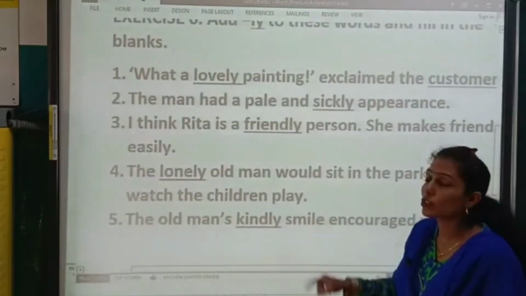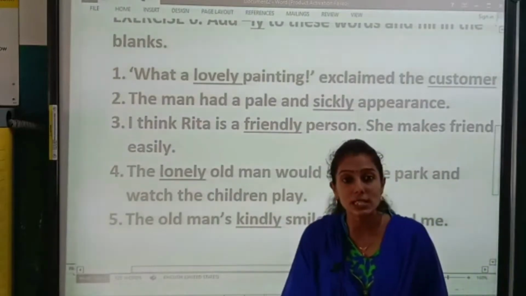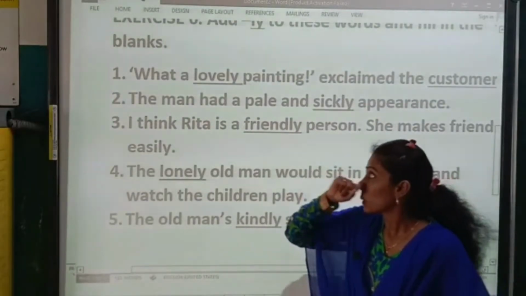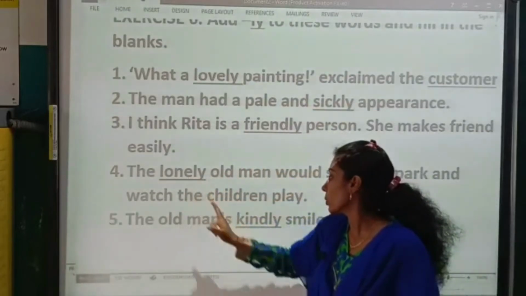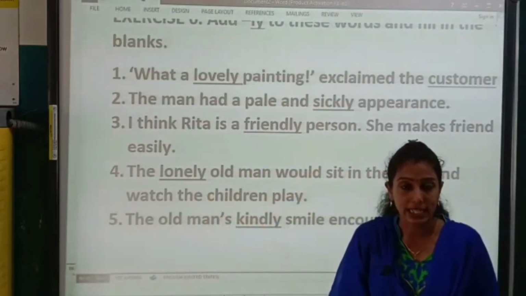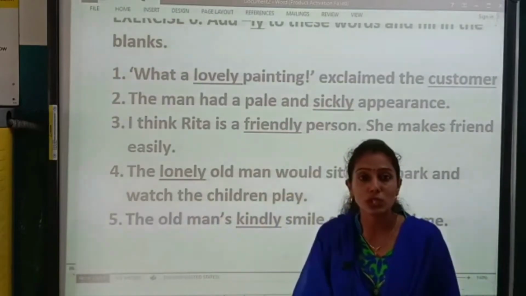So have you all understood, children, these 5 sentences? You have to fill in the blank with lovely, sickly, friendly, lonely and kindly. So I hope you all have understood this.